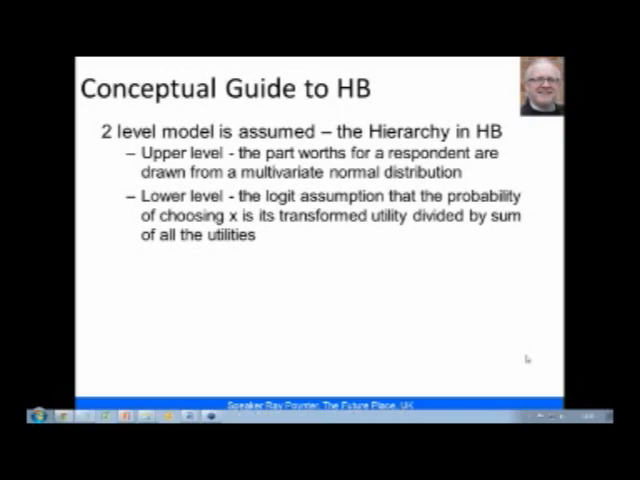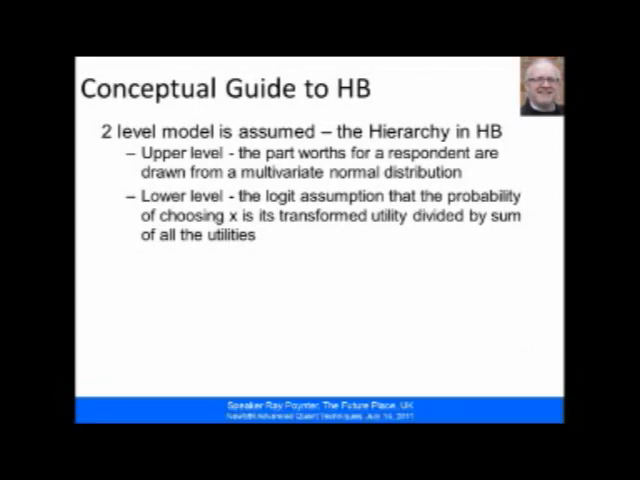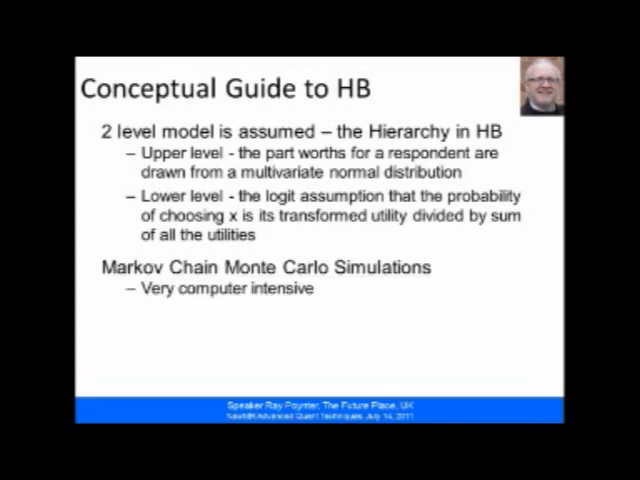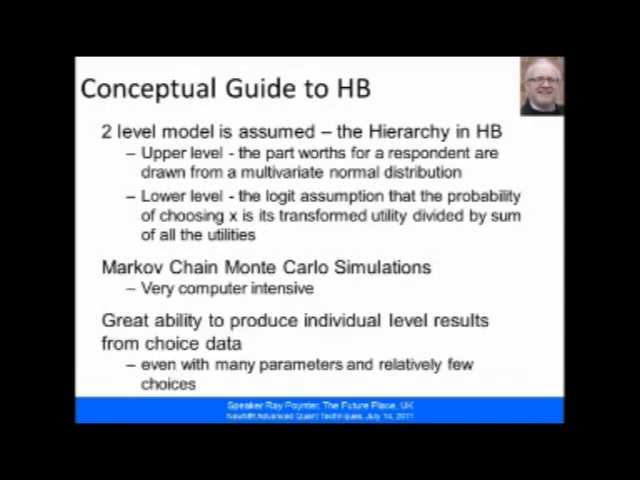In the lower level of the model, we have the logit assumption that the probability of choosing X is the transformed utility divided by the sum of all the transformed utilities. So we have the conventional part of a conjoint analysis going on within that. The computer then uses Markov chains, Monte Carlo simulations. It generates random numbers in a particular way, incredibly computer intensive. And what it does is it forms a forecast of what the individual level results would have been from the choice data, even with many parameters and relatively few choices.